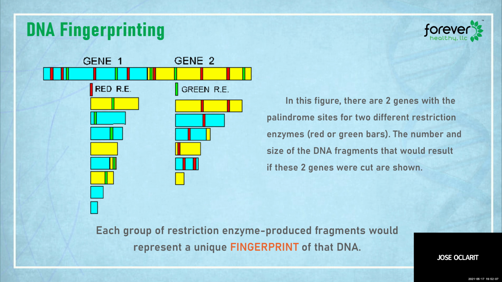So in this figure, the genes have palindrome sites for 2 different restriction enzymes, the red and the green, and the number and size of the DNA fragments that would result if these two genes were cut are shown there. For restriction enzyme green, there are 8 fragments. For restriction enzyme red, there are 6 fragments. Each restriction enzyme produces different fragments, which represent a unique fingerprint of that DNA.